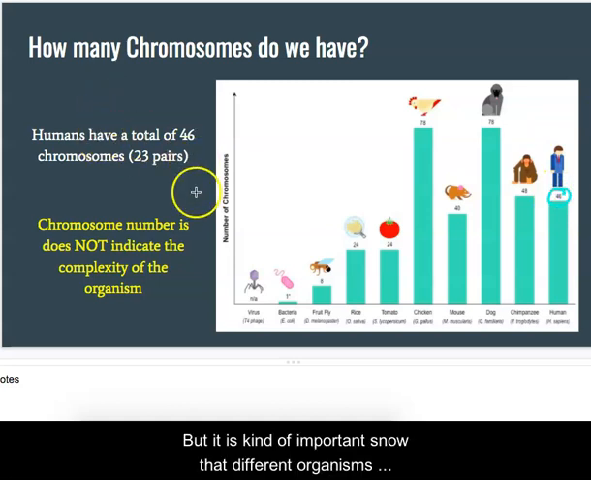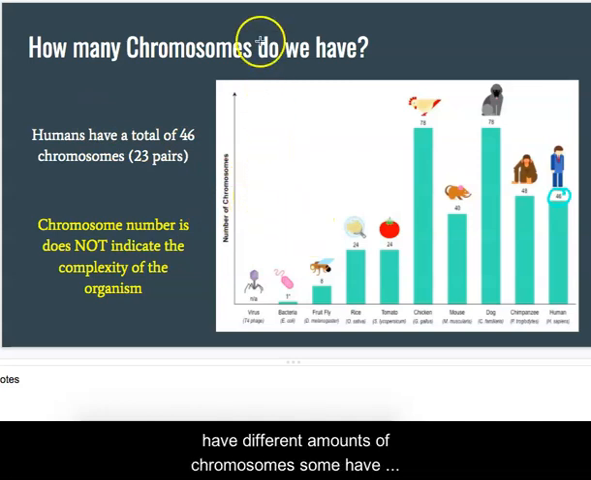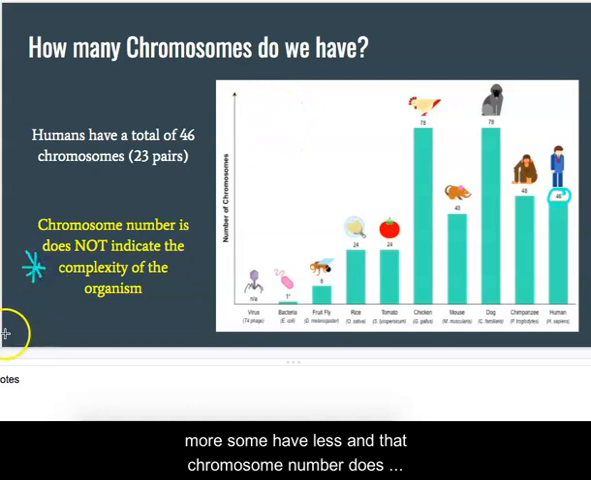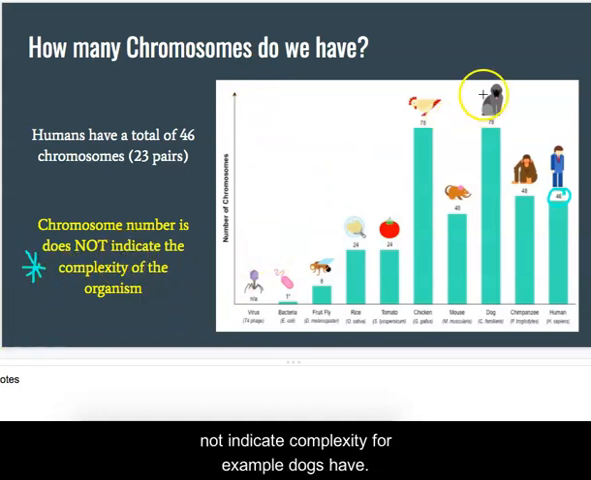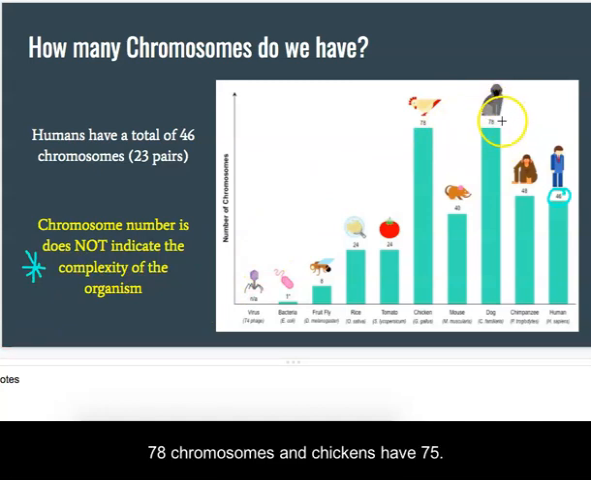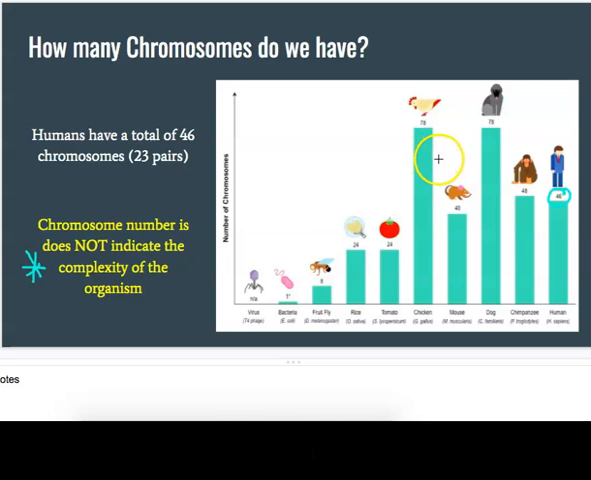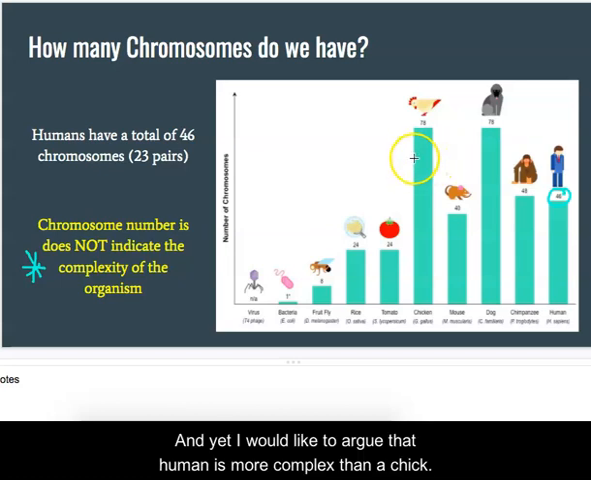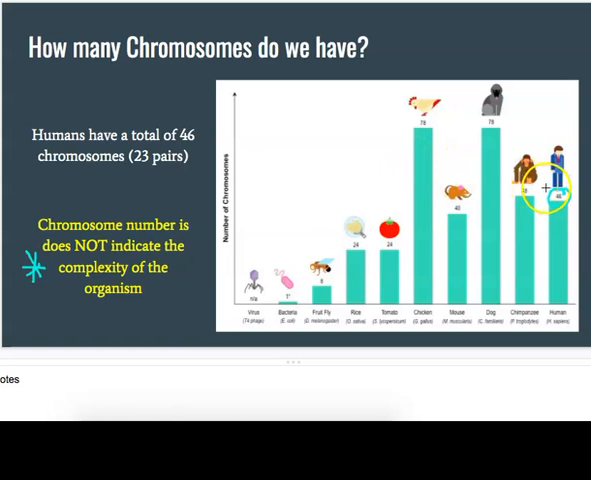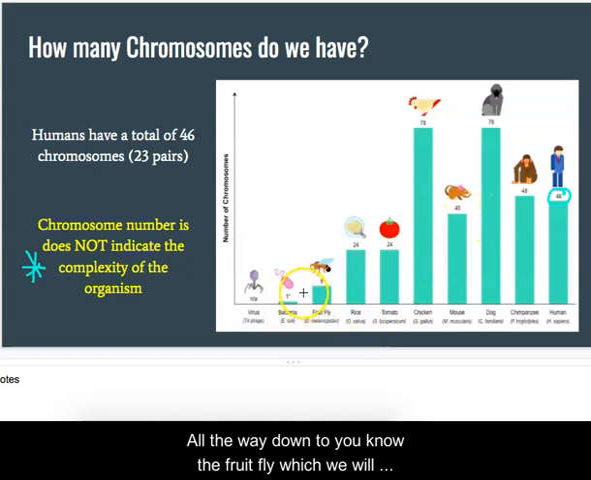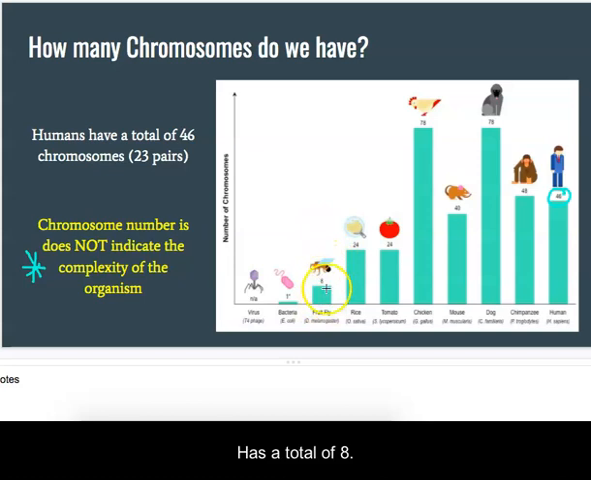But it is kind of important to know that different organisms have different amounts of chromosomes. Some have more, some have less, and that chromosome number does not indicate complexity. For example, dogs have 78 chromosomes and chickens have 75. So, they have nearly double what we have. And yet I would like to argue that a human is more complex than a chicken. Monkeys have 48, mice have 40, all the way down to the fruit fly, which we will actually be looking at in more detail next week, has a total of 8.